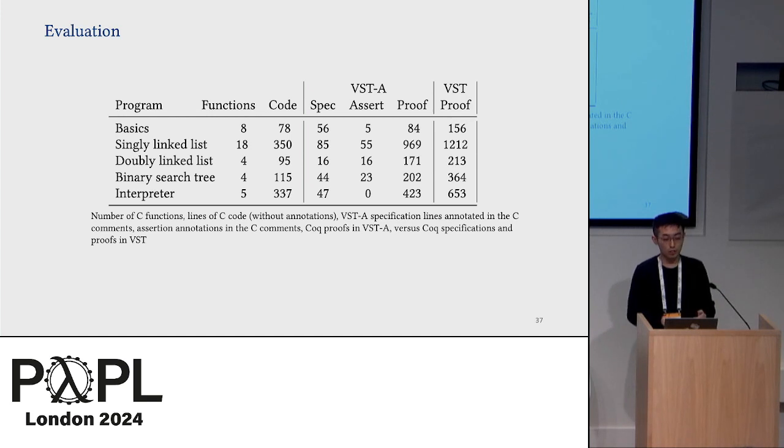Then we have a slightly larger program, which is a small-step style interpreter for a simple imperative language. We can see that for the lines of code metric, VST-A is generally similar to VST. In some examples, we are significantly better because we can achieve better automation on straight-line Hoare triples.